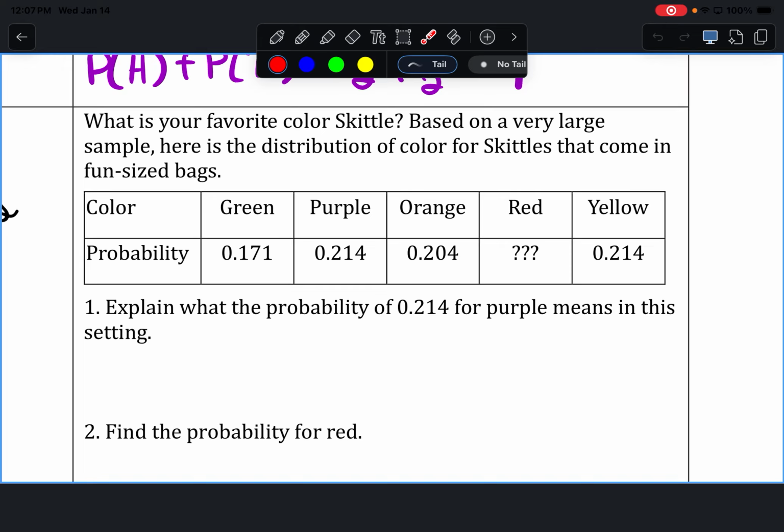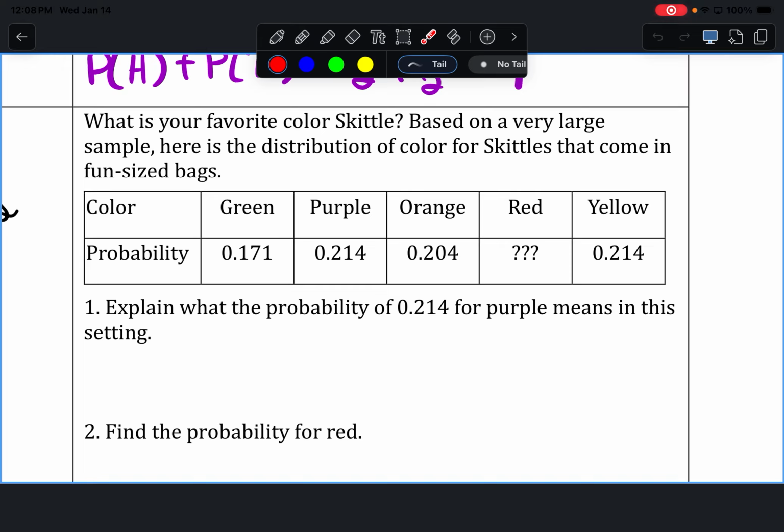Based on a very large sample, here is the distribution of colors for Skittles that come in fun-size bags. So actually, companies do track how many of each color they put out. I don't know if you can find all of the ones for Skittles, but for M&Ms, you can see the different distribution centers and how they produce different numbers of each color, because of things like where it's located and how hard it is to get a specific color of dye and things like that. There's lots of things that go into it.